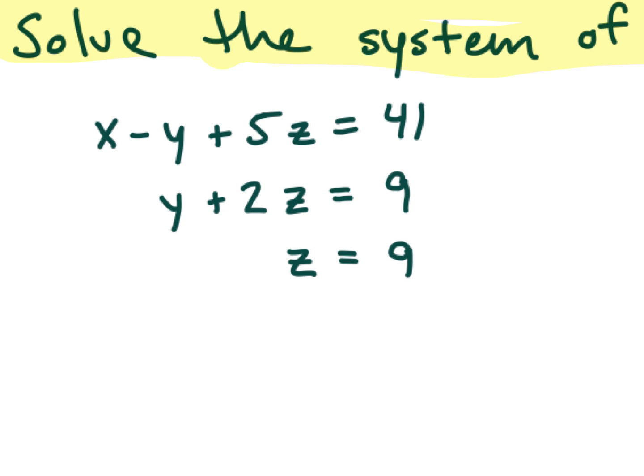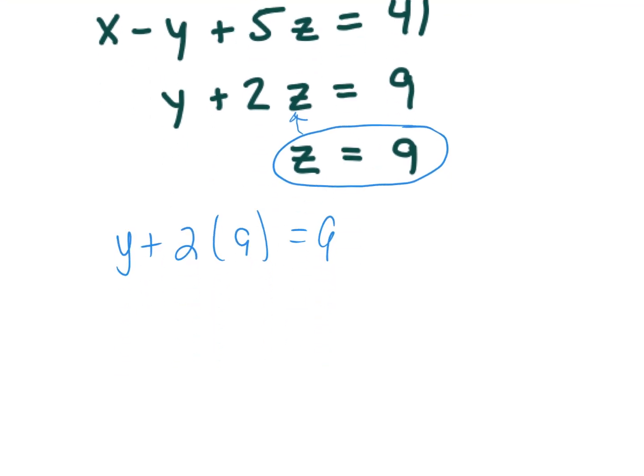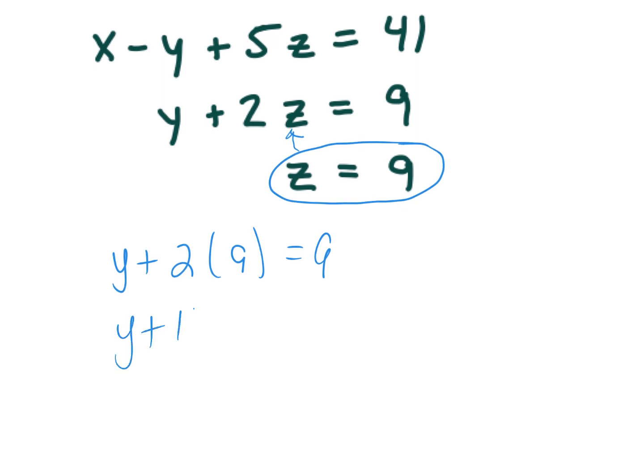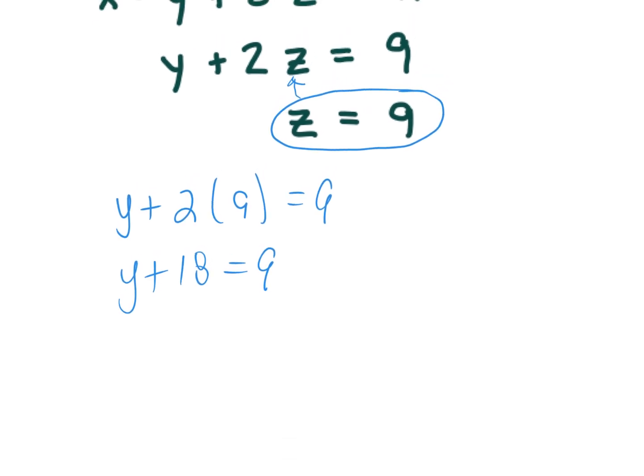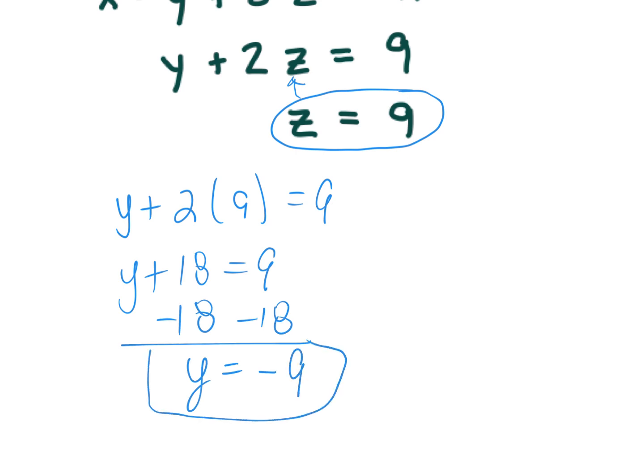What would you do here? Okay, I know what z equals. So where could I put z to figure out another letter? Couldn't I go right here and say, okay, well, y plus 2 times 9 equals 9. y plus 18 equals 9. What do I do to both sides? Subtract 18. And y equals what? Negative 9. Okay, so now I know that y equals negative 9.